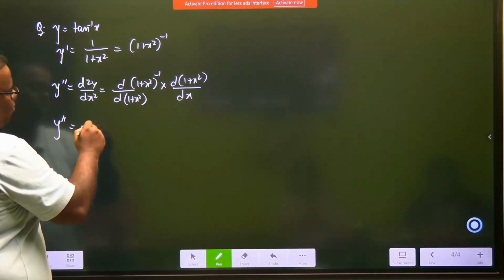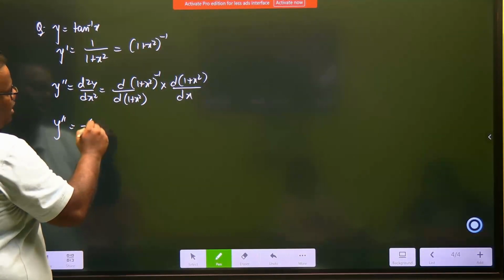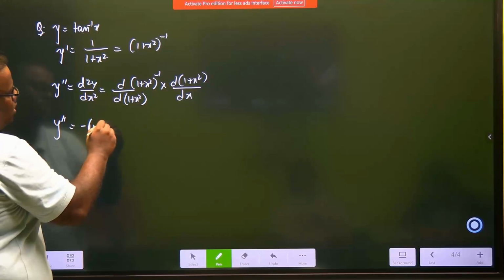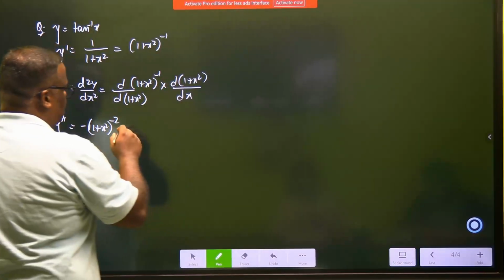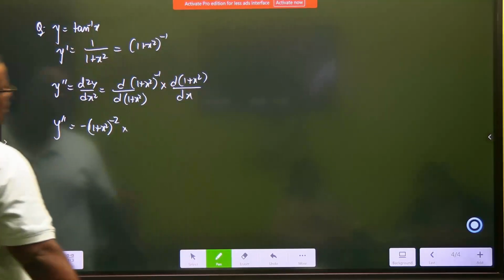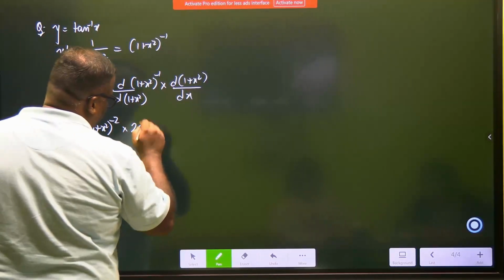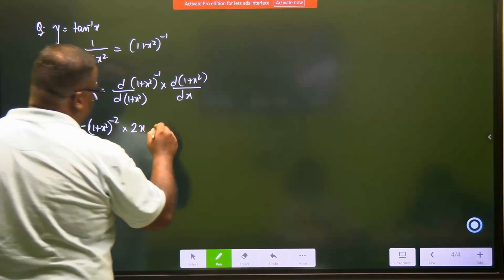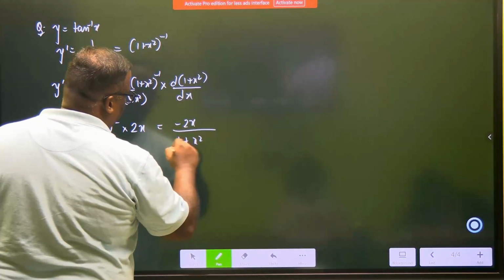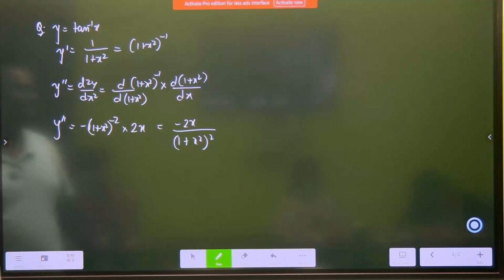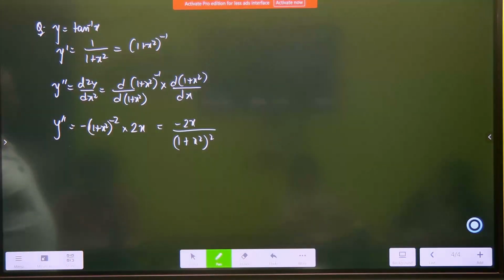So this will be n x to the power n minus 1, 1 plus x square to the power minus 2. And if you do differentiation of this, then how much do you get? d by dx of 1 is 0, and this should give you 2x. So finally your answer should be negative 2x upon 1 plus x square whole square. Check now with your book.